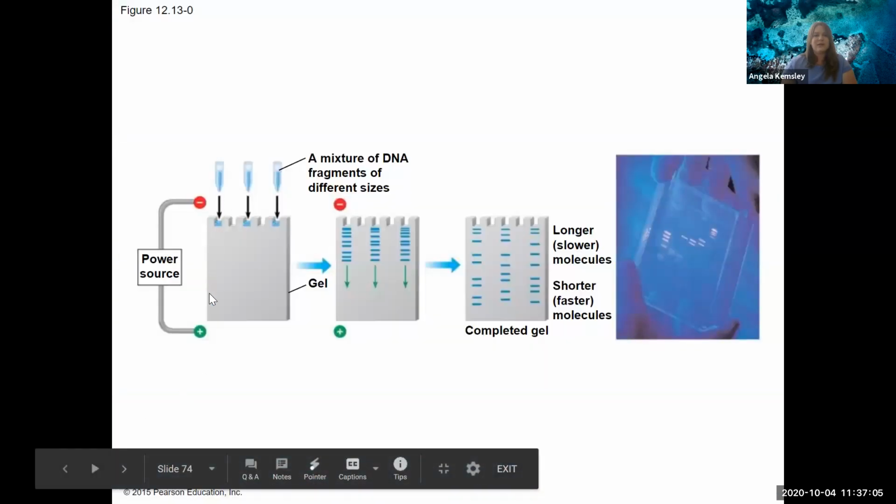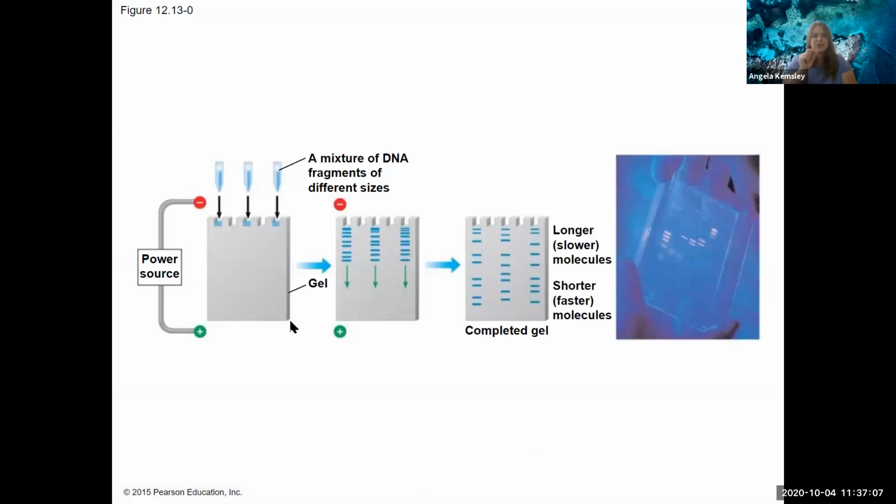So here's our gel. You can imagine this is like an actual gel. It's not the same thing as Jell-O, but if you need to think of it like Jell-O, it's kind of that Jell-O consistency. So it's an actual gel. We make these wells on one side where we insert our DNA samples. So we can have DNA from the crime scene here in well number 1. This could be suspect number 1 and suspect number 2.